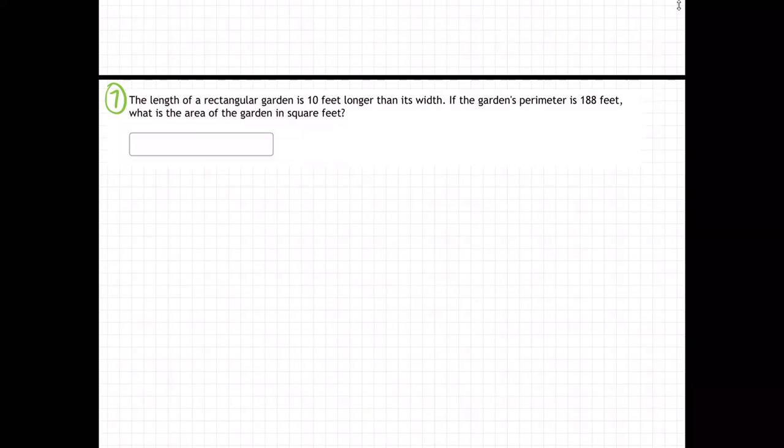Okay, so on this question, they're telling us that the length is 10 feet longer than the width. The garden's perimeter is 188. What's the area of the garden in square feet?